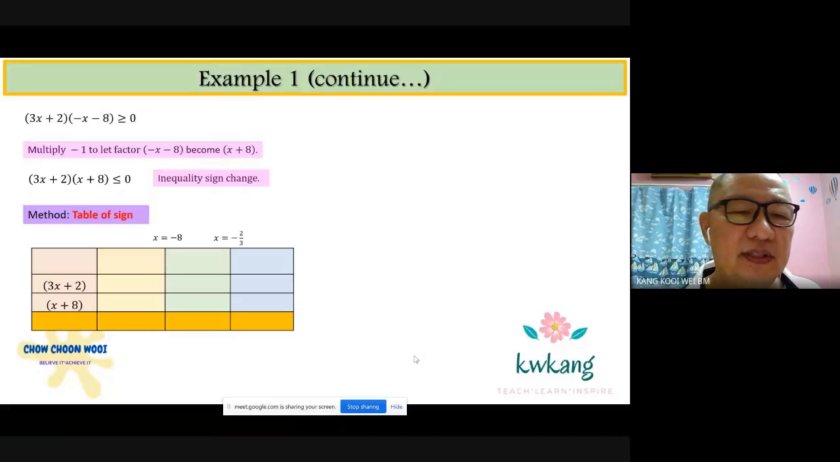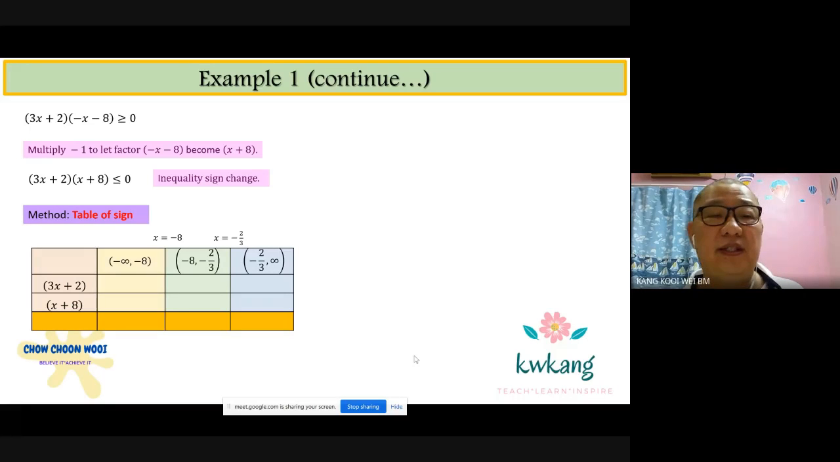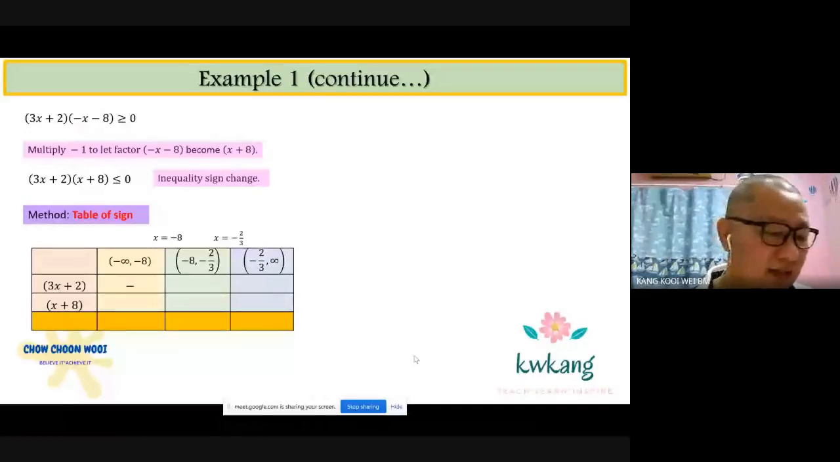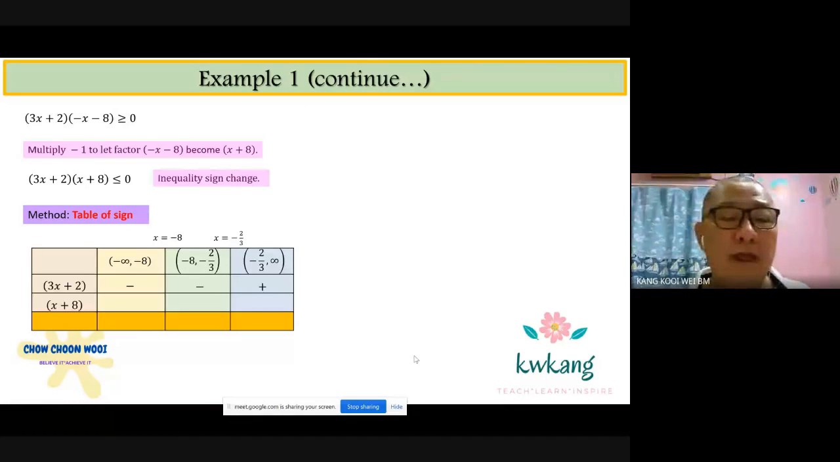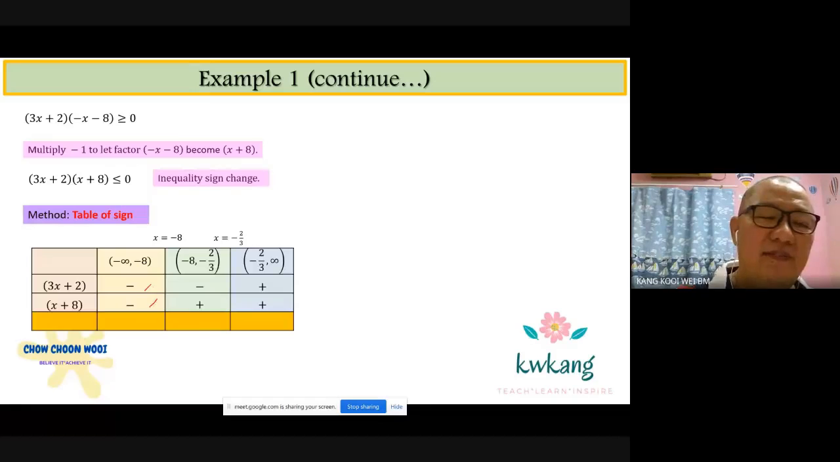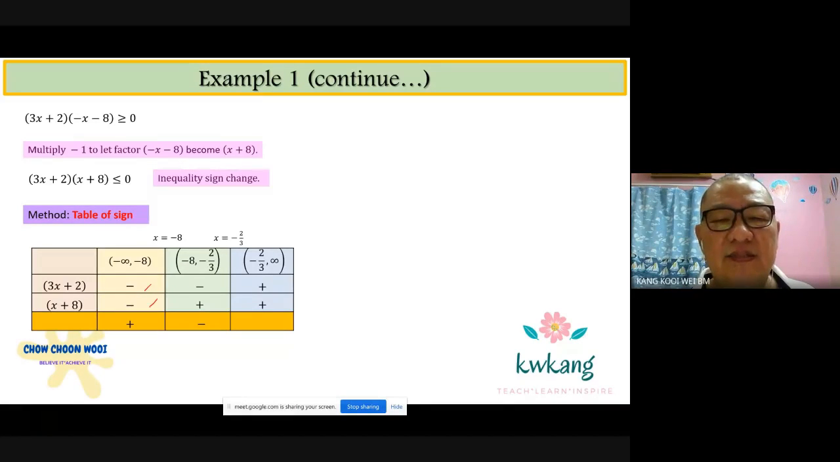Okay. So the next one, we have to determine the interval, right? The first one is from minus infinity to minus 8. Then minus 8 to negative 2 over 3. And negative 2 over 3 up to infinity. After this, we need to determine the sign. So this is negative. Still remember how to determine the sign or not? The other one is positive. Then the last one is positive. So for the factor of x plus 8, the first one is negative, then positive, and positive. Negative multiply by negative, you will get positive. Negative multiply by positive is negative, and positive multiply by positive is positive.